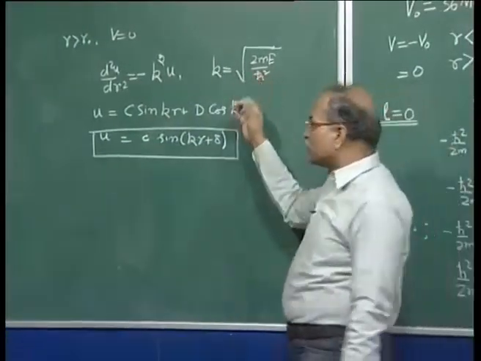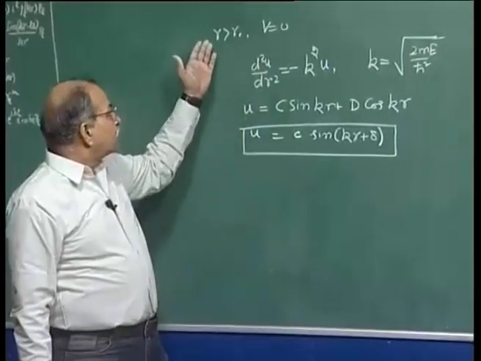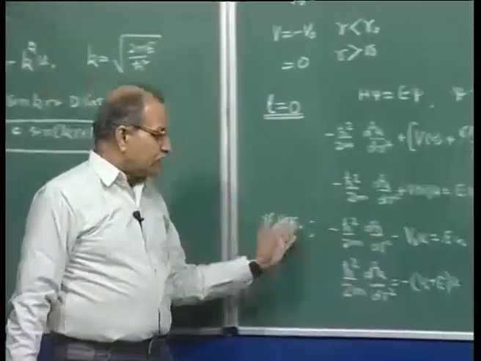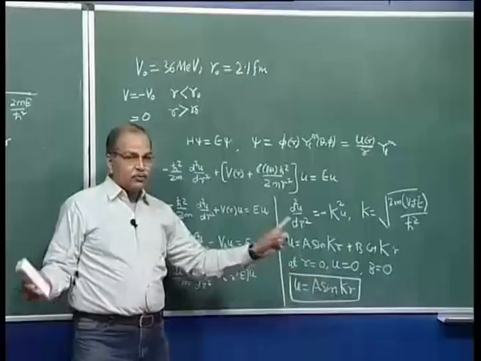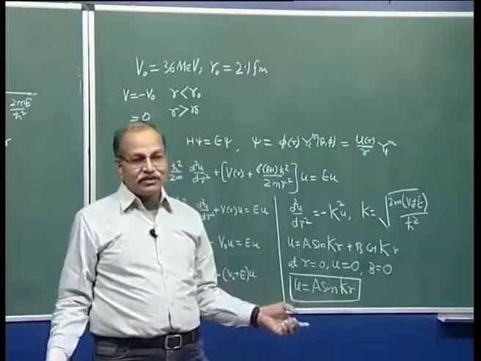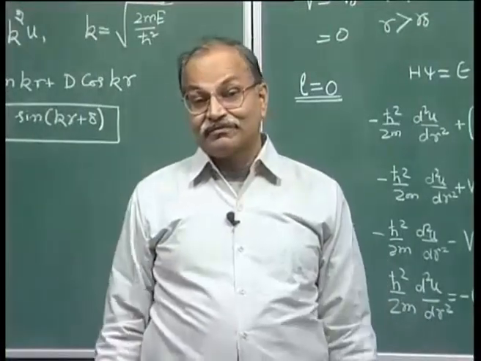So, remember these things. We will start from here next lecture. For r greater than r naught, u is this, and for r less than r naught, u is this. We will do the matching conditions, the slope should be continuous and the value should be continuous, and that will give me the phase shift delta.